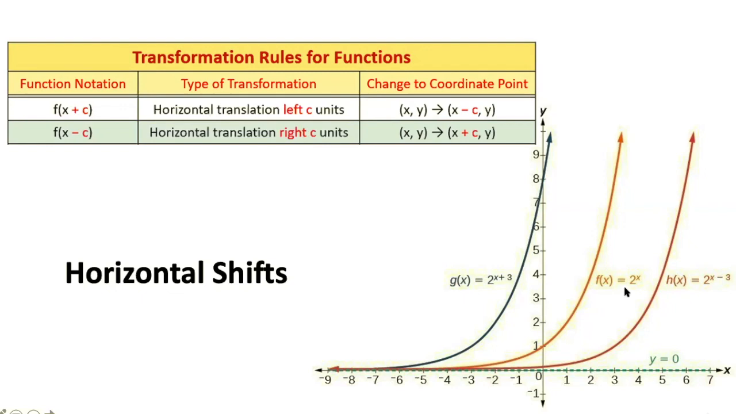Start again at the orange function, but this time put a -3 on the exponent. Again, it's on the exponent, not sitting at the end of the function. And you can see the graph shifted 3 units to the right. Now let's look at some of my MATLAB examples.